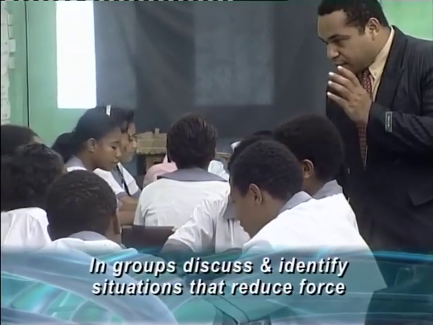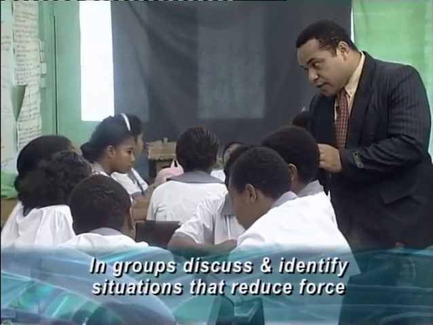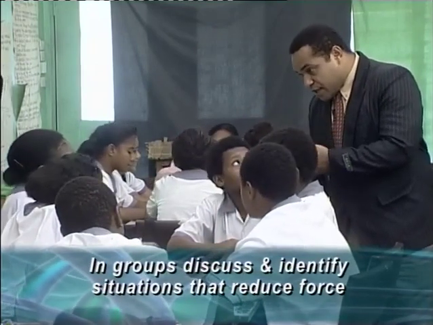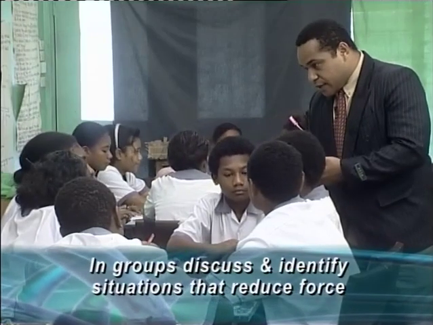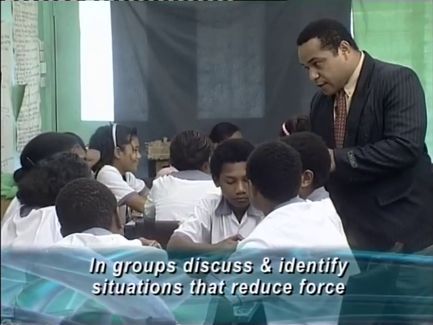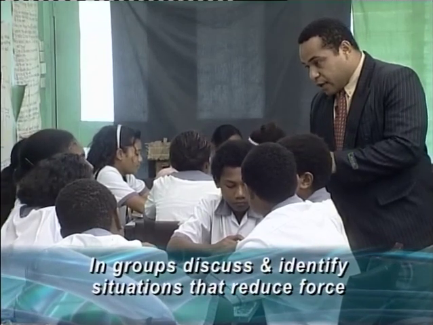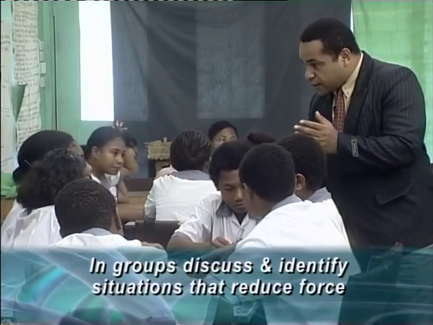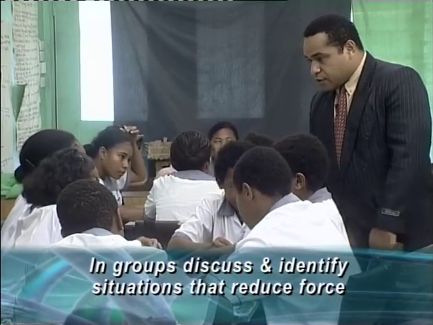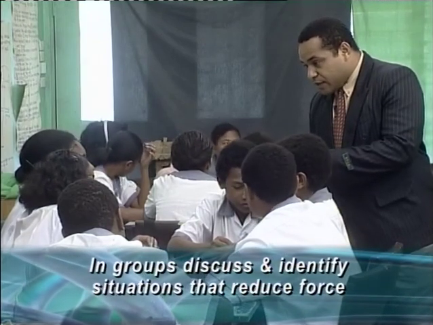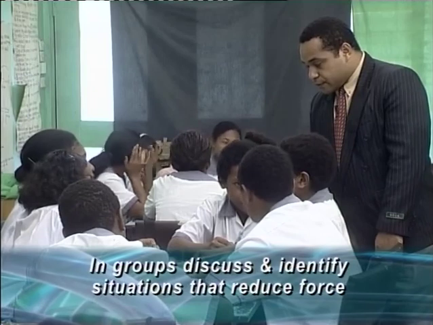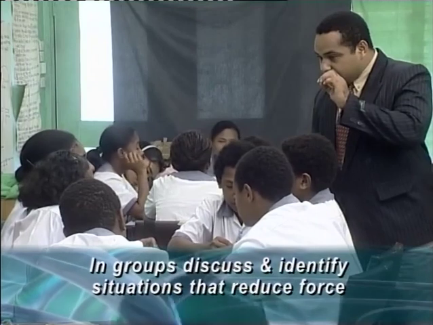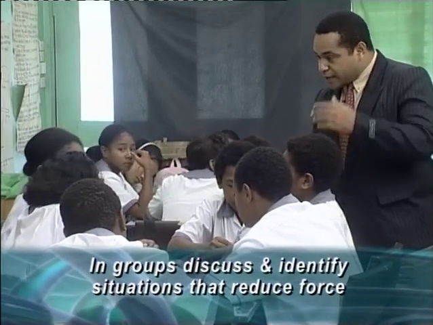Okay, I said you identify situations that involve reducing force or slowing down force. Right now I'm giving you a situation: a fast-moving car. How can you slow it down? How can you reduce the speed of that car? So the situation here is a fast-moving car. There are many others that you can think of that involve reducing force or slowing down of force.